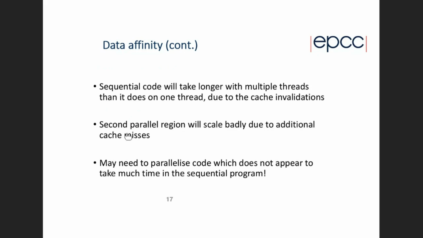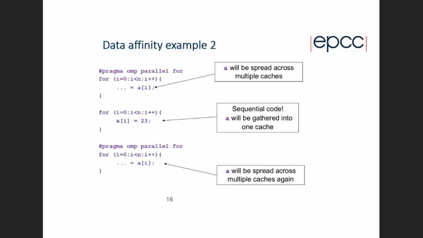And what you'll also see is that the second parallel loop will scale badly because of the additional cache misses that are going on. So this can mean that to ensure good data affinity, you might need to end up parallelizing code which doesn't appear to take very much time in your sequential program. When you profile your sequential program, you might think that's not really my first priority for parallelizing, that little loop, but it can have consequences for communication.